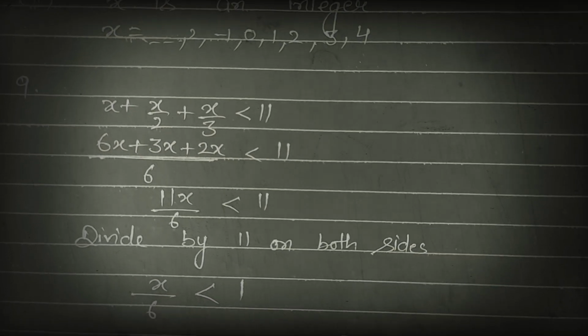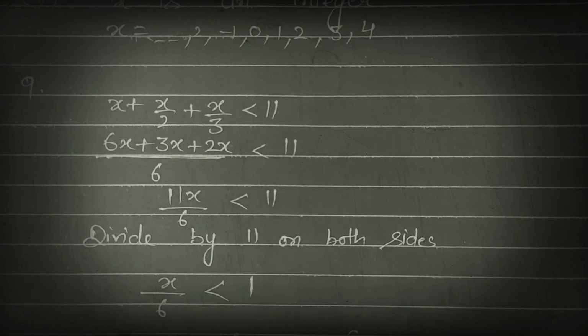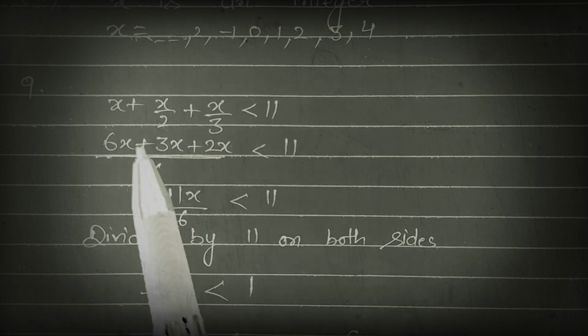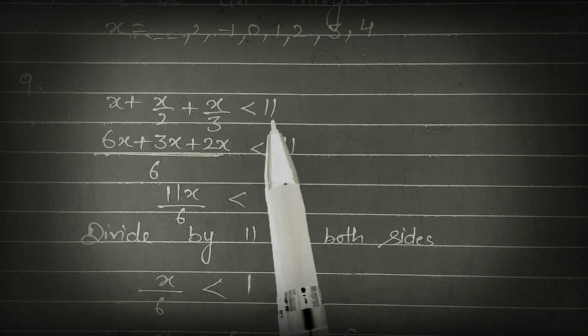In this question we have to solve for the value of x. We want to find out the value of x and write it in real form. X is a real number here. So firstly we will solve it. x by 2 plus x by 3 is less than 11.